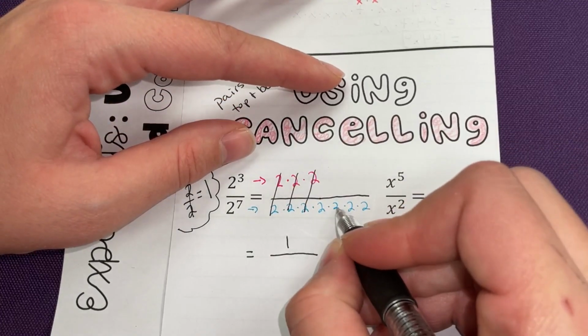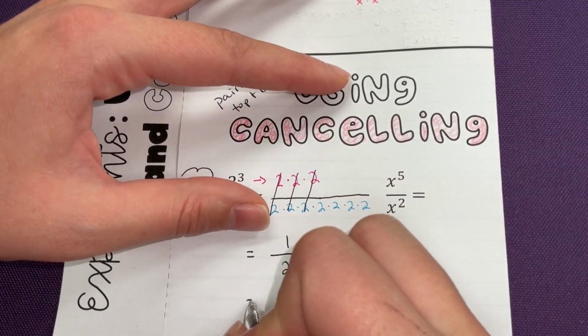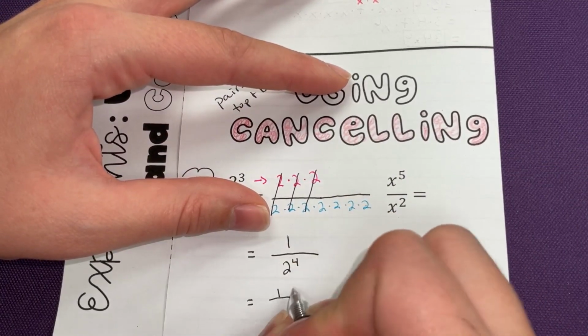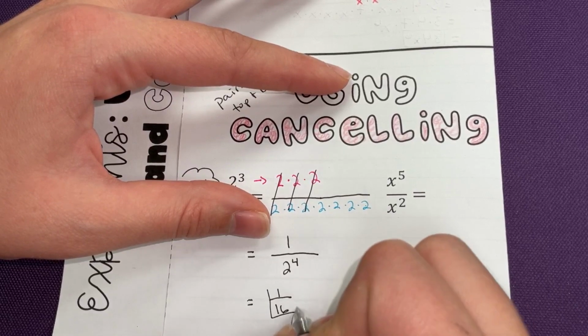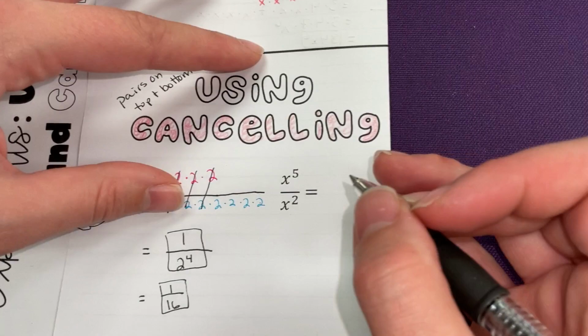But we're left with 1, 2, 3, 4 2's on the bottom. So we got 2 to the 4th. And remember, we also want to be able to write this as 1 over 16. I checked that in my calculator. Both of these are good answers, okay?